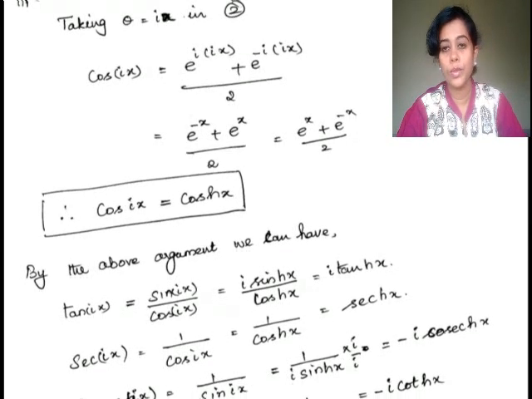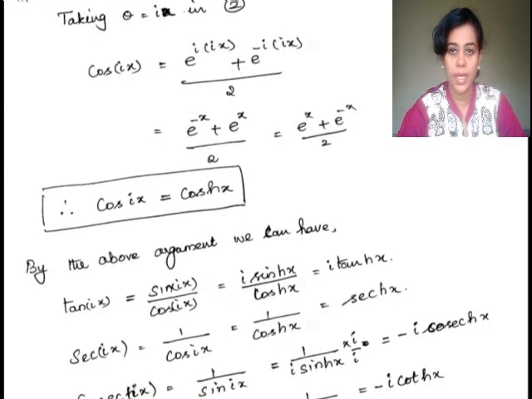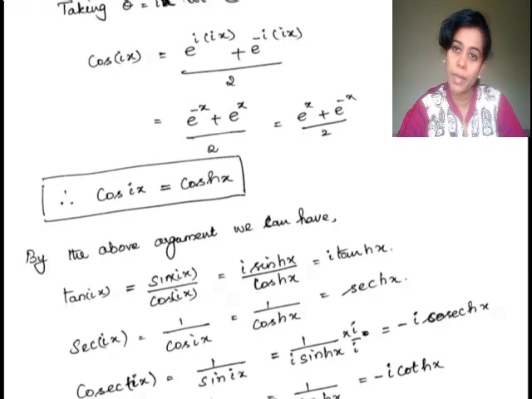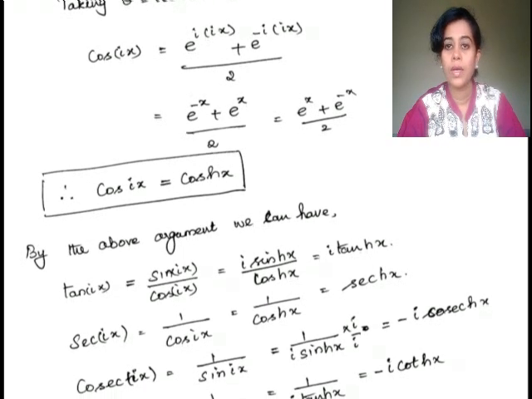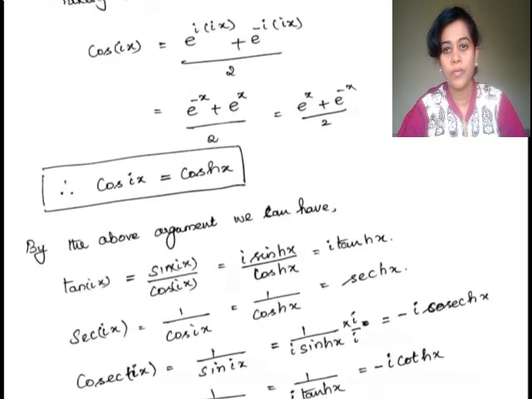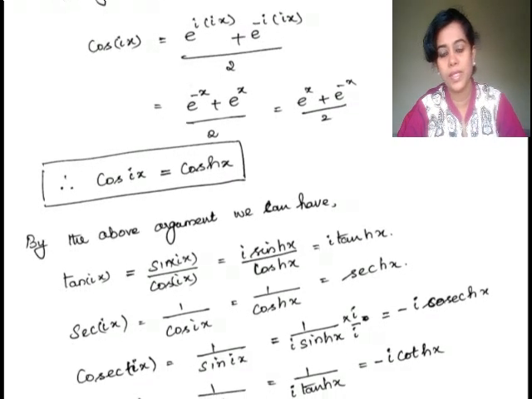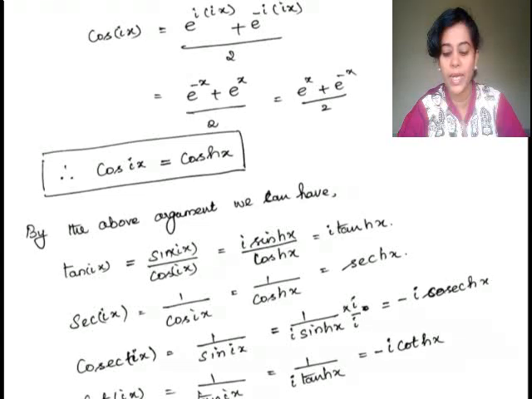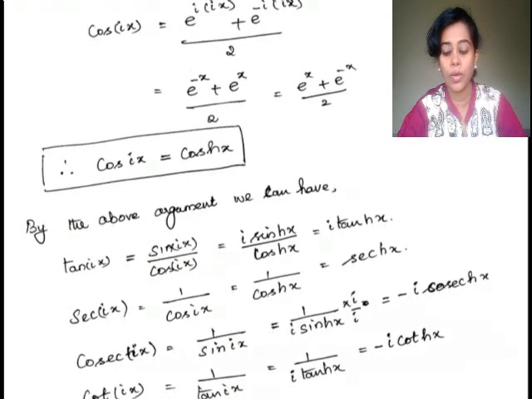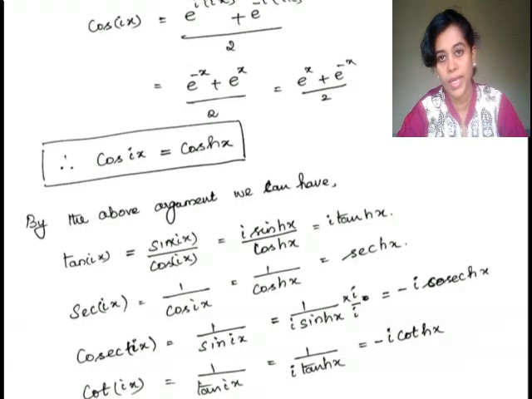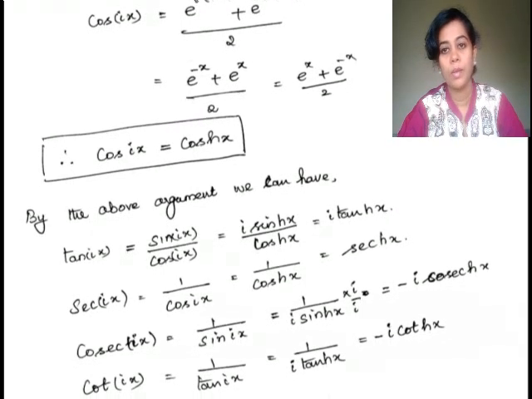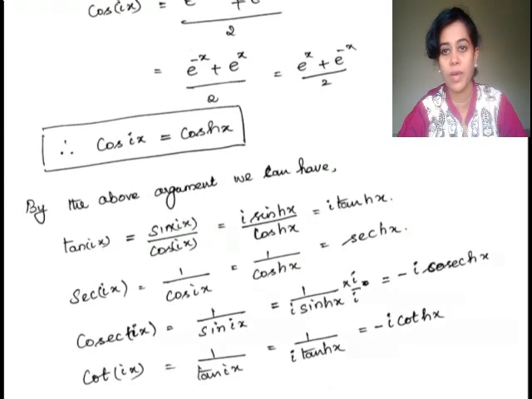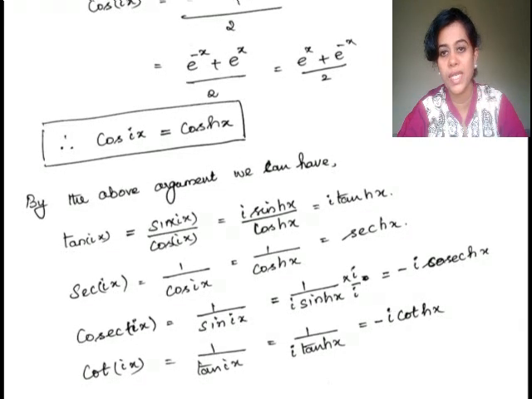Cosecant ix is nothing but the reciprocal of sin ix. So it is 1 by sin ix, which can be written as 1 by i sinh x. For getting the preferred result we can multiply and divide by i on the function. We are getting i by i squared sinh x. i squared is equal to minus 1. So therefore this is minus i times 1 by sinh x, which we write as minus i times cosech x.